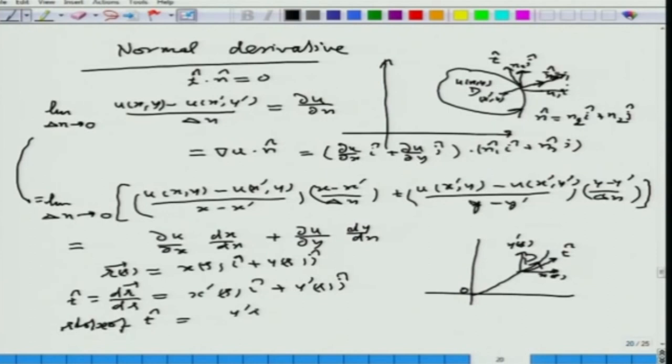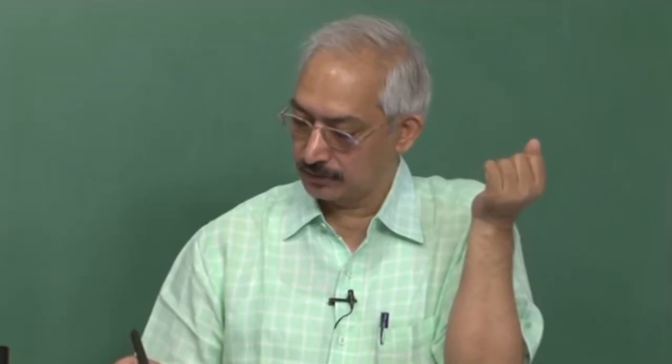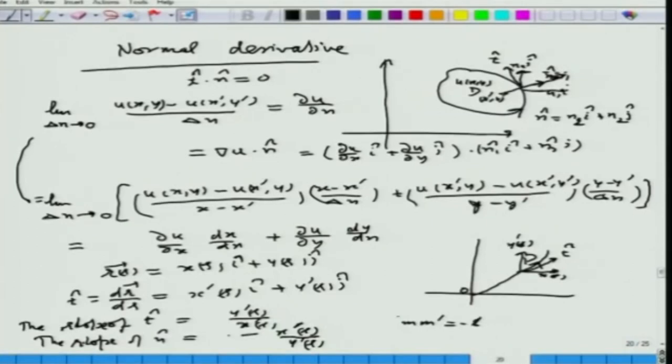is y'(s) upon x'(s), then the slope of the normal n cap will be minus of the reverse of this, minus x'(s) over y'(s), because you know that m m' equals minus 1 for orthogonal lines. If m is the slope of a line and m' is the slope of a line orthogonal to it, then we know that m m' equals minus 1. So, using that we can see that the slope of this n cap is minus x' over y'.